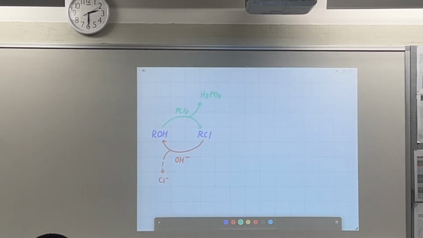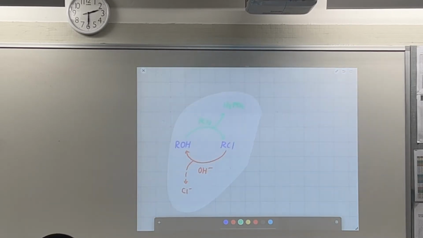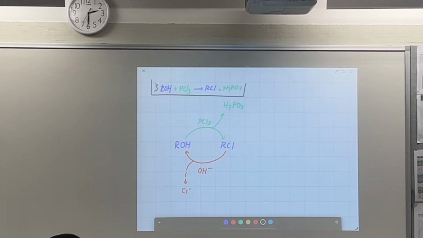Okay. Put down the two equations involved. We just did this earlier, moments ago. So ROH plus PCl3 will give RCl plus H3PO3. And I asked you what number to put here, right? What is the number? 3. 3, yes. Okay. That means you remember this equation we balanced moments ago.